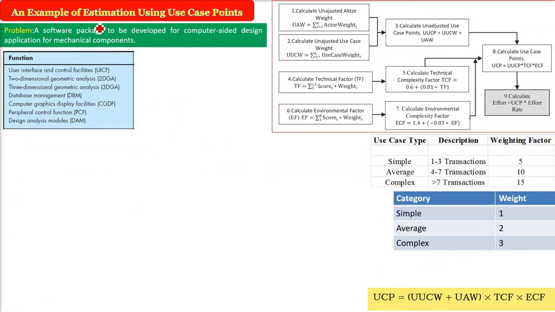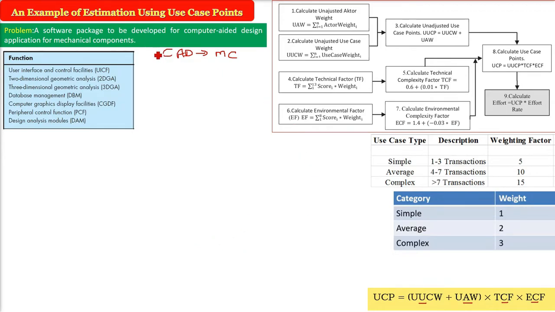So we have an example in order to estimate using use case points. The software we have to make is a software package to be developed for a computer-aided design application for mechanical components. For this software package, a scope has been written. The scope has been properly defined and refined, and finally from the scope we found out the functions. So this is the basic formula for the use case point computation. All these 4 we are going to compute one by one.